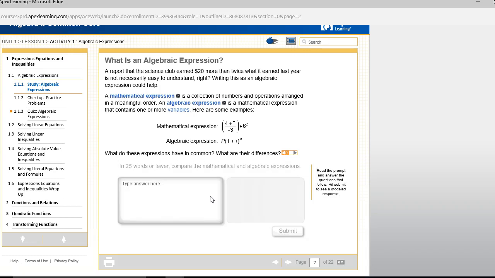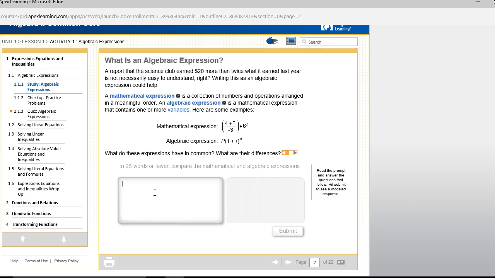Interact with every interactive piece within the slides. So for example here, we have these two expressions and the prompt is, what do these expressions have in common? What are their differences? And so you actually analyze and you complete the prompt. So what do those two expressions have in common?